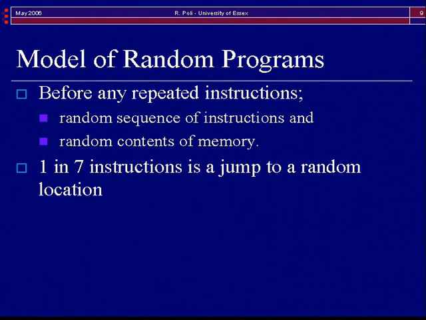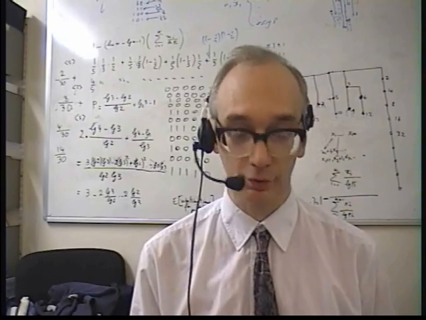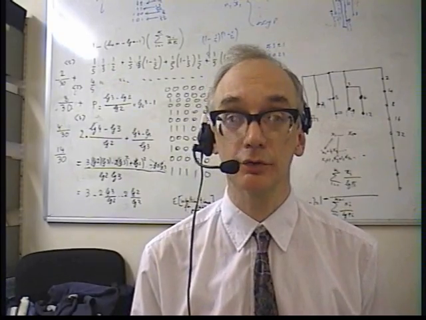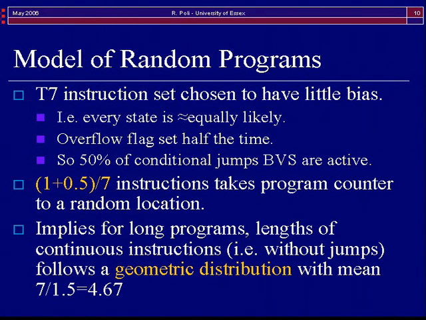We have a sequence of random instructions, and the contents of memory are random, and those two are uncorrelated with each other. Given that, 1 in 7 instructions is just going to be a jump to a random location, and in addition we also have the conditional instructions. Now the T7 architecture has been set up so that it's as unbiased as possible, and in particular the chance of the overflow flag being set is 50%. So in addition to the 1 in 7 instructions which jump, we also have another half instruction which also causes the program counter to move to a random location. So in total we have 1.5 out of 7 instructions which cause us to jump.